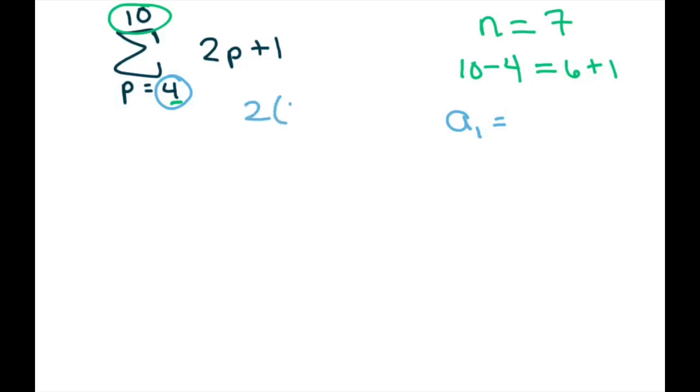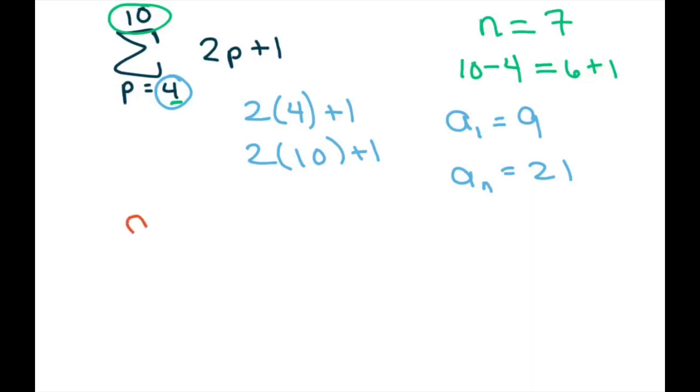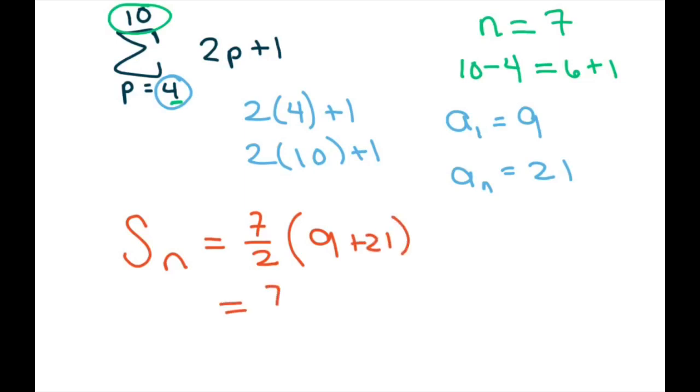So that's 2 times 4 plus 1, so that equals 9. And your last term, which in this case is the a sub 10, is going to be 2 times 10 plus 1. So that equals 21. Now we just plug it in the formula. So your sum is your n, which is 7, divided by 2, and we're going to add 9 plus 21. So this equals 7 divided by 2 times 30. 2 goes into 30 15 times. So we have 15 times 7, and that equals 105.